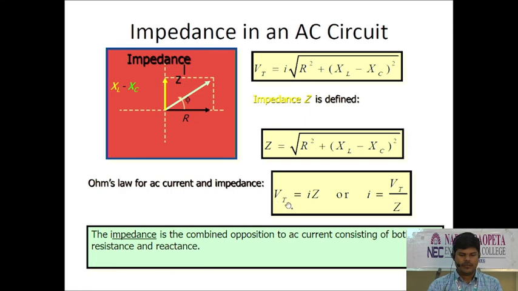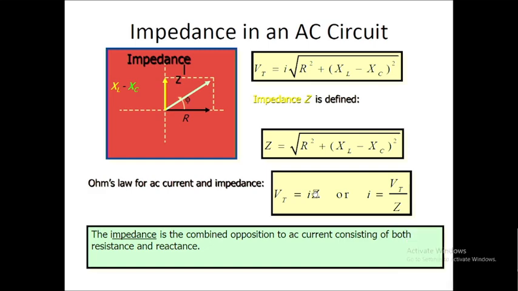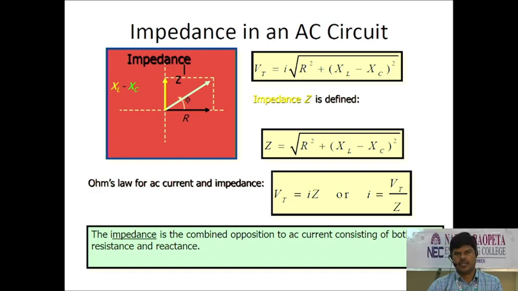Therefore, we can say the total effective voltage VT is I into Z, where Z is the impedance offered by the circuit. In DC circuits, we deal with straight lines. Resistance is a scalar, but when you get to AC, we have the effect of inductor and capacitor. Impedance is the combined characteristic consisting of both resistance and reactance. Reactance is the inductive reactance and capacitive reactance.